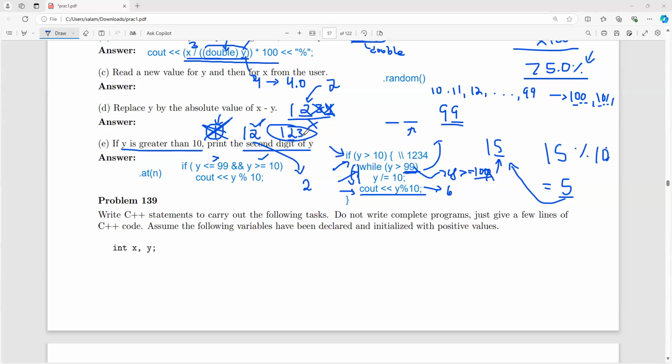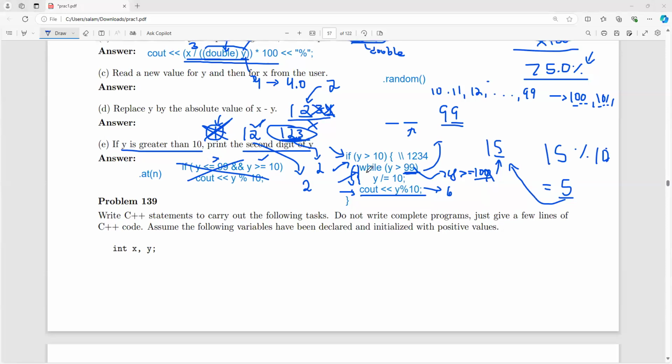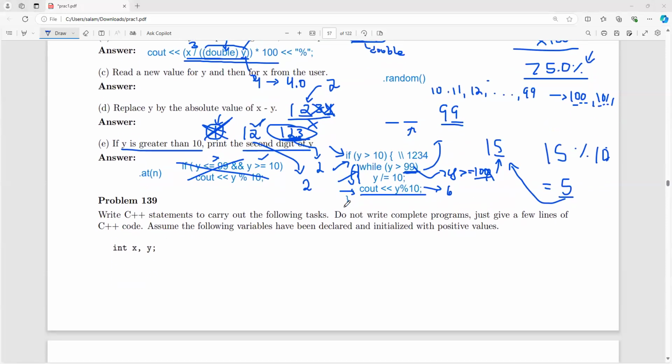Okay, 123. False and true is false. It won't print out anything. But remember, what is the question asking us? If y is greater than 10, print the second digit. Is 123 greater than 10? Yeah, so do we want the second digit? We want 2. So if it doesn't print 2, that means we didn't get it right. So that's why we can't use this. Does that make sense? Because regardless of what y is, if it's greater than 10, we want the second digit. That's why we had to use the if and then the while loop.